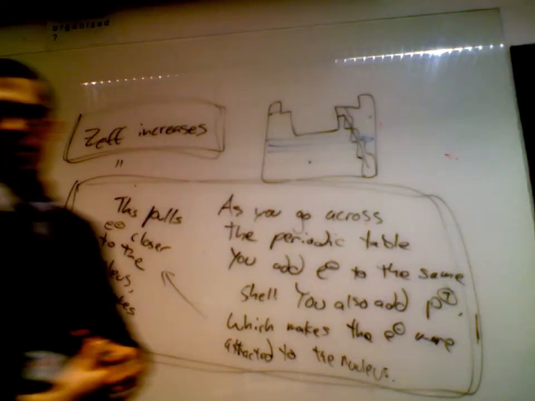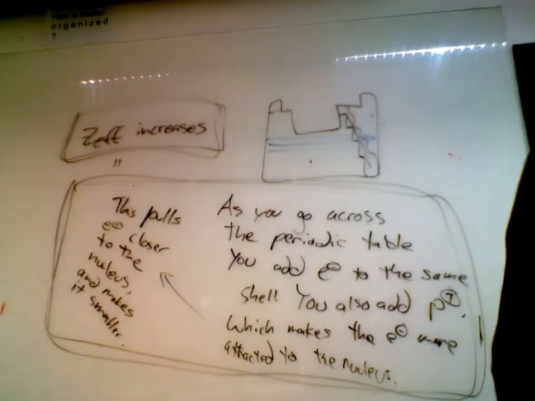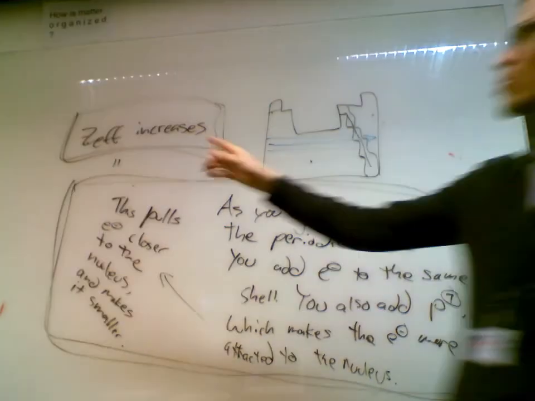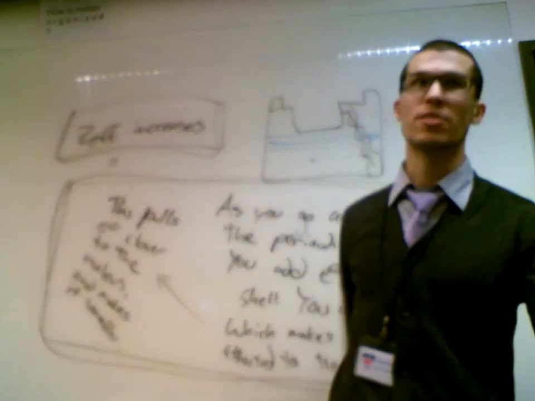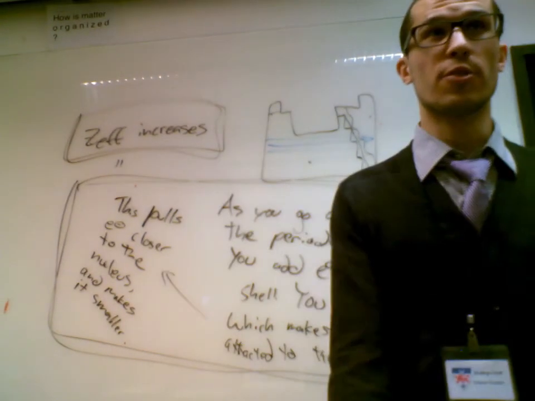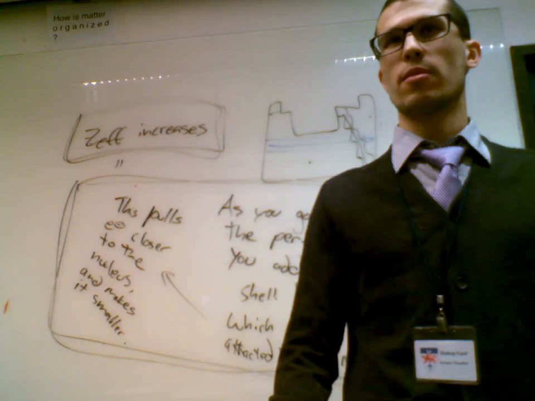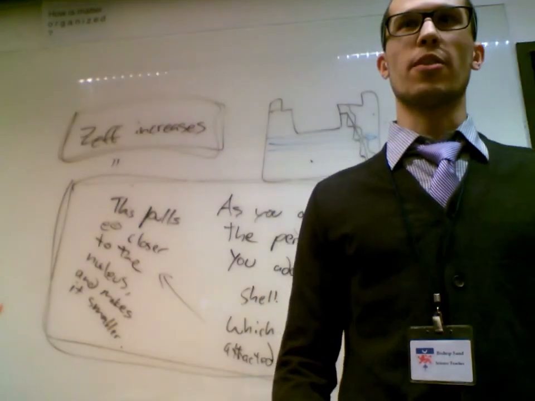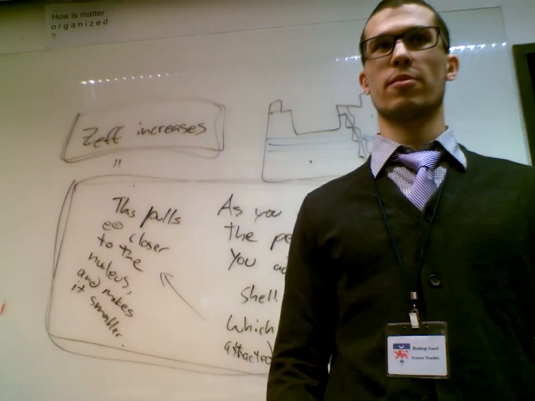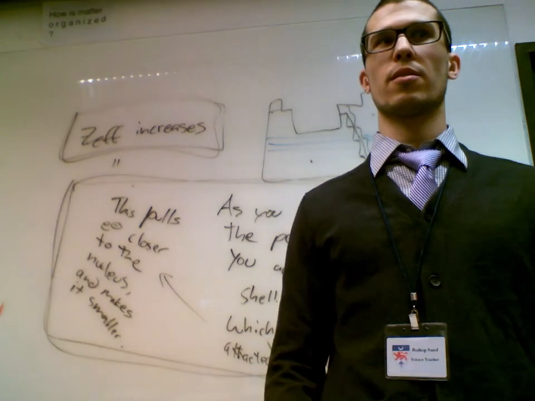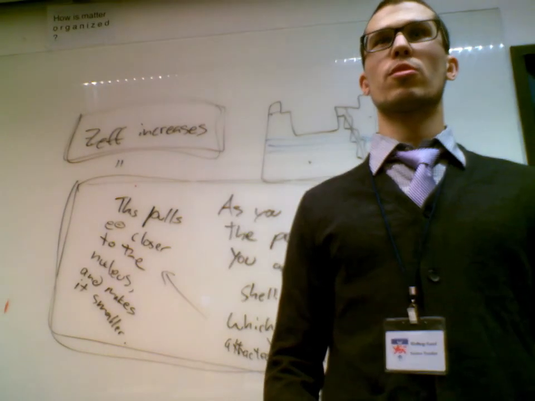Wait, so basically that increases when you go left to right? Yes, right. I understand what effective nuclear charge means. Okay. So that's only one of the things. Yes, I know. So now there's two. If you think about it, the ionization, atomic radius.